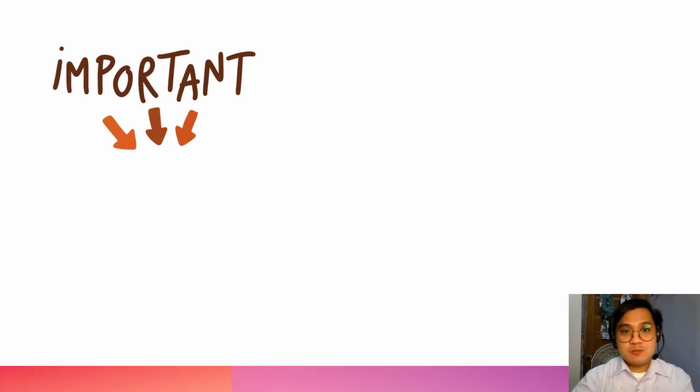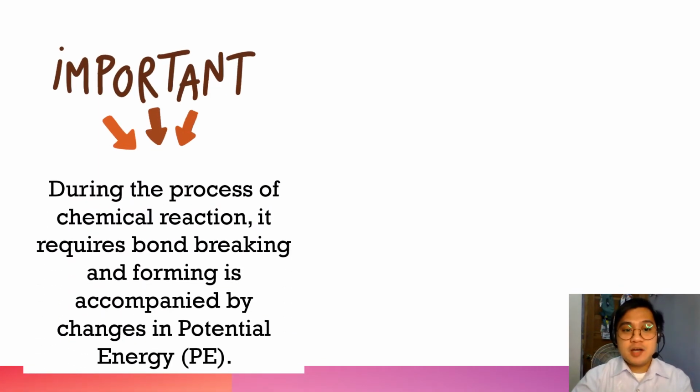Take note of this one. Remember that during the process of chemical reaction, it requires bond breaking or forming. Once again, it requires bond breaking or forming. This is accompanied by changes in the potential energy or PE.